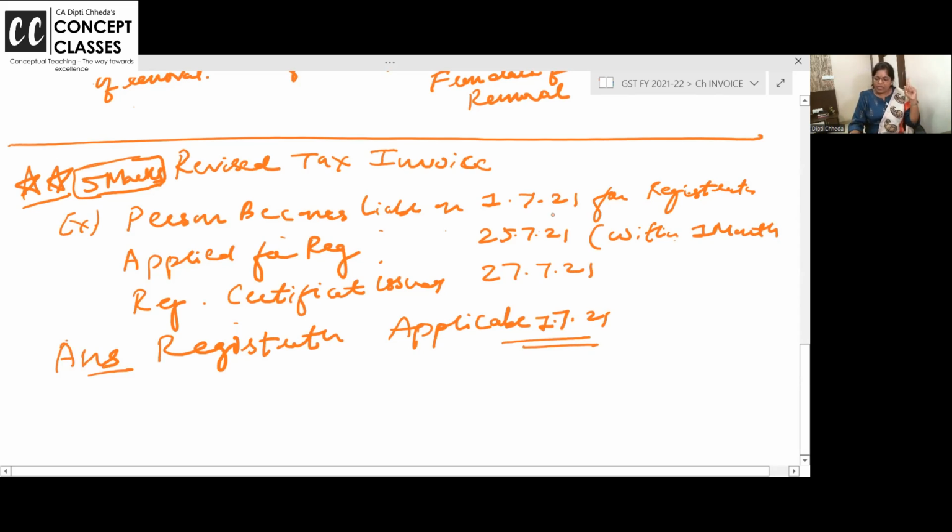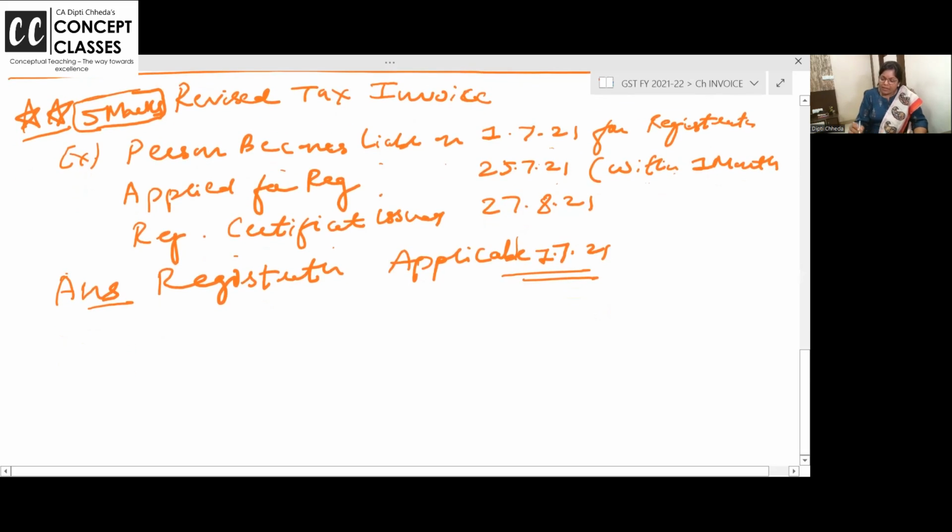Clear? On 1st July you became liable. You applied within 30 days, on the 25th day. I want all of you to write within 1 month. Within 30 days you have to apply. The certificate may be granted on 27th July or may be granted on 27th August. It makes no difference, write August. The certificate may be received anytime, but have you applied within 1 month? Yes. Registration applicable from 1st July. But you were unregistered till 27th August. No. On 27th August you were granted the certificate by GSTN and your registration was valid.